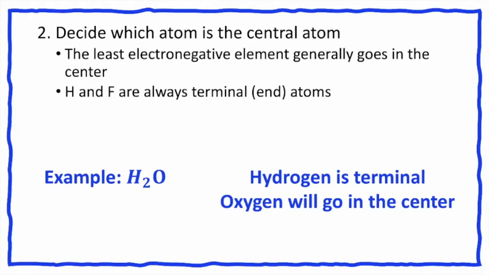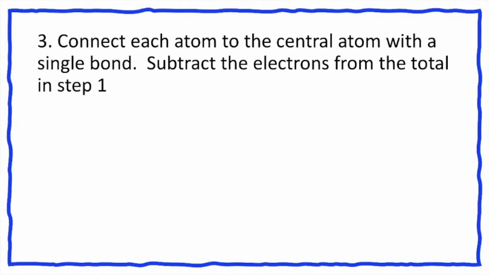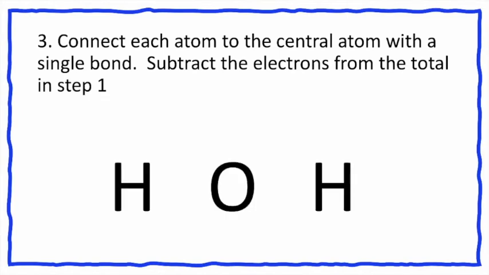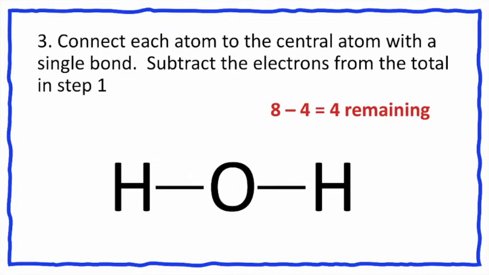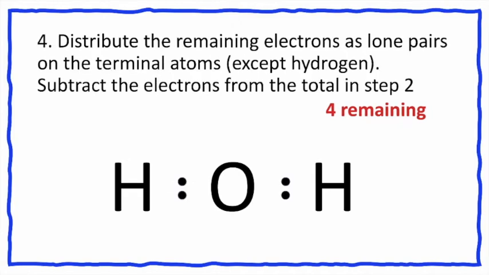In step 3, we're going to connect each atom to the central atom using a single bond. Then we're going to subtract the electrons that we used from our total number of electrons. So in our water example, we have used up 4 electrons and we have 4 remaining. Now we could also have used a line to show our single bond.